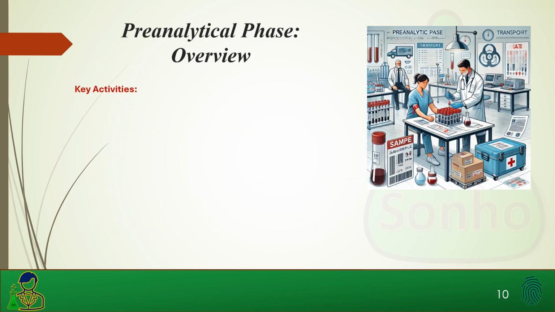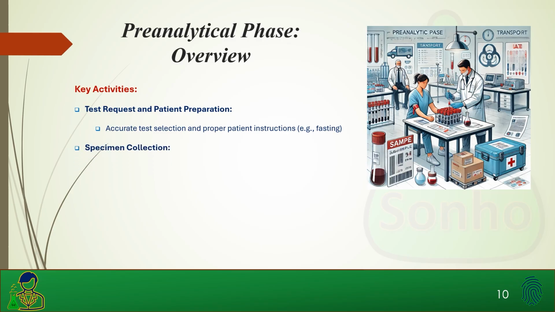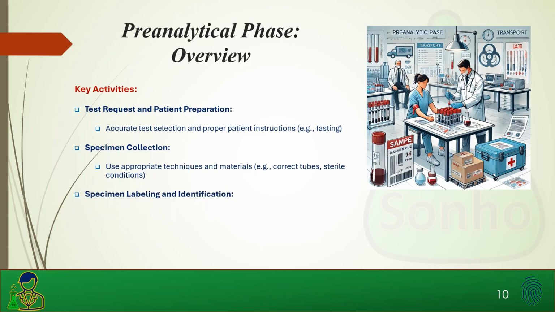Some key activities include test request and patient preparation, the accurate test selection and proper patient instructions, such as fasting, specimen collection, use of appropriate test techniques and materials. Examples include the correct collection tubes, sterile conditions, sample labeling and identification, to prevent misidentification with barcoding and double check the system.